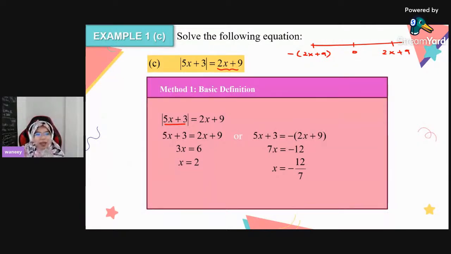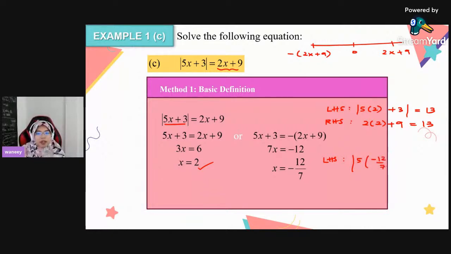Okay, so now go back over here and try to substitute. Okay, so on the left hand side, I have the modulus of 5 multiplied by 2 and then plus 3. So this is 10 plus 3, which is 13. On the right hand side, this is 2 times 2 plus 9, which is also equal to 13. So that means this one is accepted. Okay, so now another one, left hand side. We have the modulus of 5 multiplied by negative 12 over 7 and then plus 3. Oh, habislah saya tak ada calculator. Negatif 60. Tambah 21.